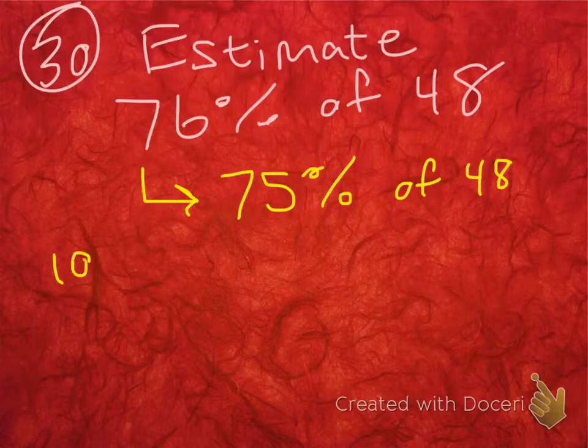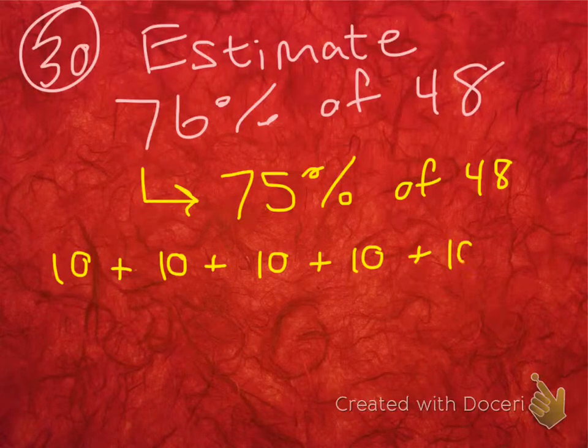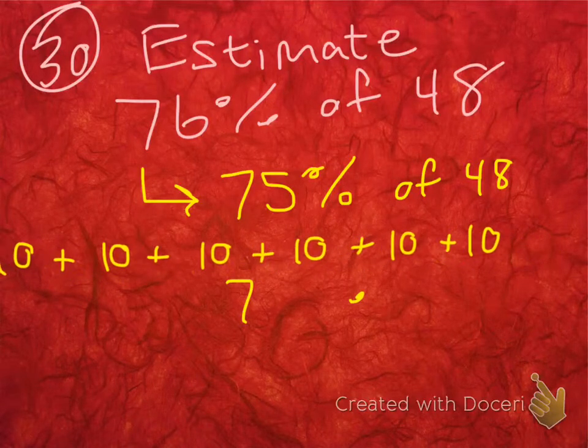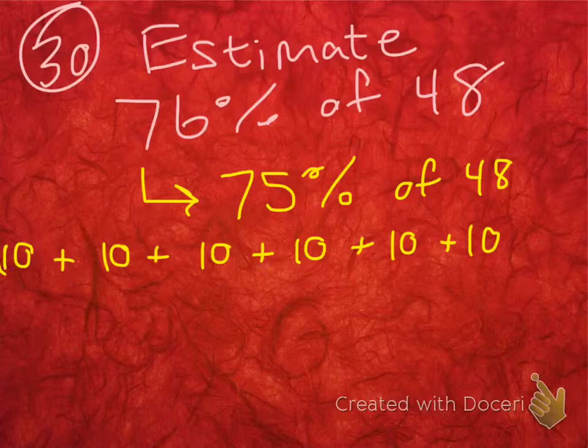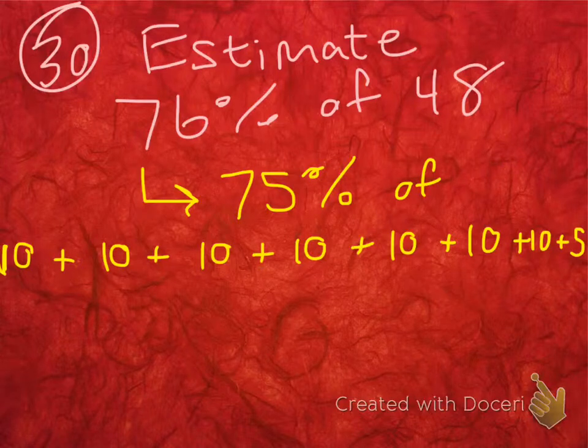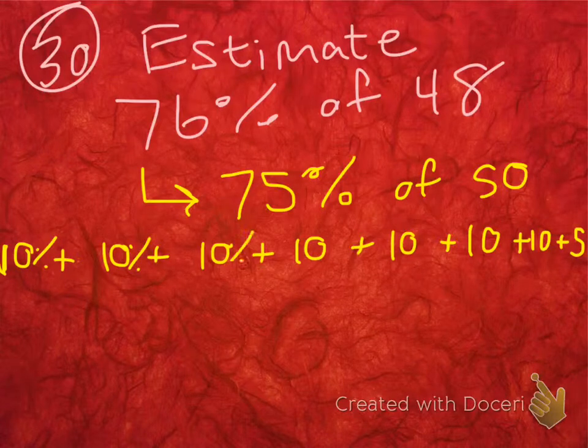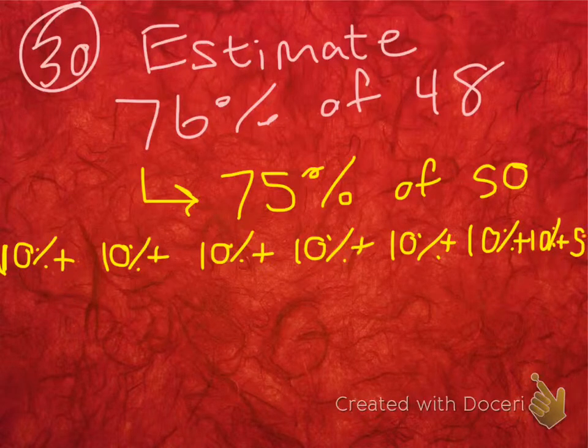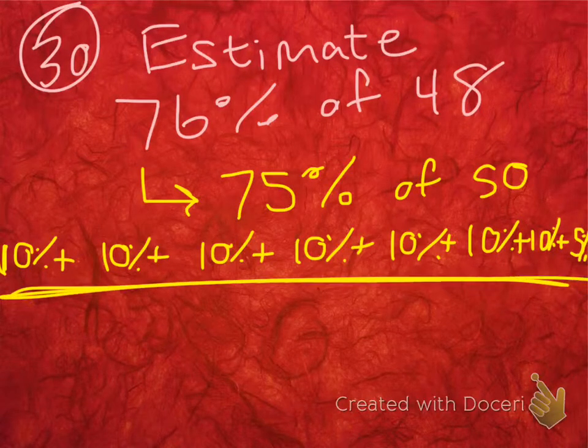So again, this is 10% plus 10% plus 10% plus 10%. That's 40, 50, 60. Running out of space. Whoopsies. So that's 10, 20, 30, 40, 50, 60, 70%, and an extra 5. Well, what's 10% of 48? Let's round this up to 50 now, because 10% is simply 5. Let me put the percent in so no one gets confused here. So we can agree this is 75%, right? I just broke it up.